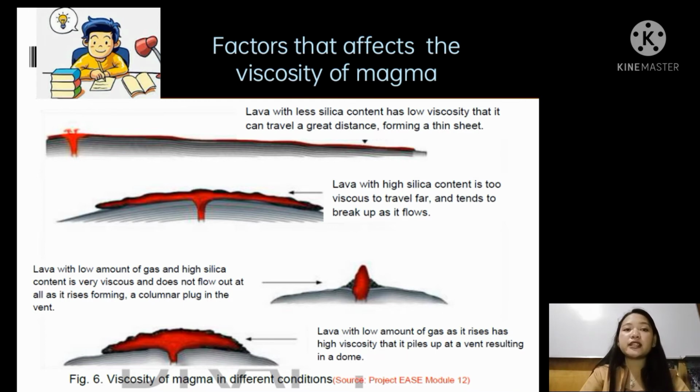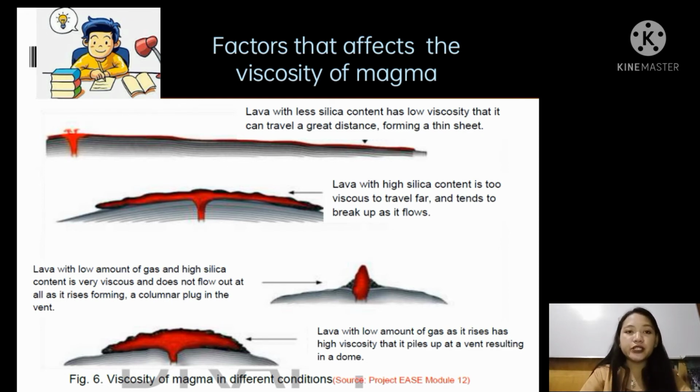The next image is the lava with low amount of gas and high silica content. This lava is very viscous, and the very time it goes out the crater, it hardened. Finally, the last one, this lava has low amount of gas, which means that its viscosity is also high. As a result, it piles up in the vent, forming a dome. Any question about the diagram, class?